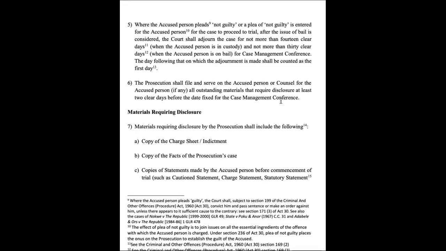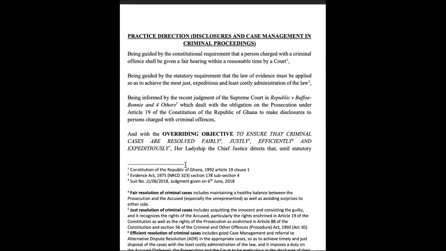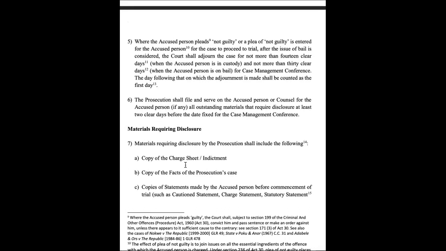Everything over here should be supported by authority. You are saying that when the court is adjourning, the prosecution must furnish the accused with disclosures. Where is that authority? It is this practice direction on disclosures and case management in criminal proceedings. If you look at paragraph 5 of that practice direction, it says that where the accused person pleads not guilty, or a plea of not guilty is entered for the accused person for the case to proceed to trial, after the issue of bail is considered, the court shall adjourn the case for no more than 14 clear days when the accused is in custody, and not more than 30 clear days when the accused person is on bail, for case management conference. The day following that on which the adjournment is made shall be counted as the first day.